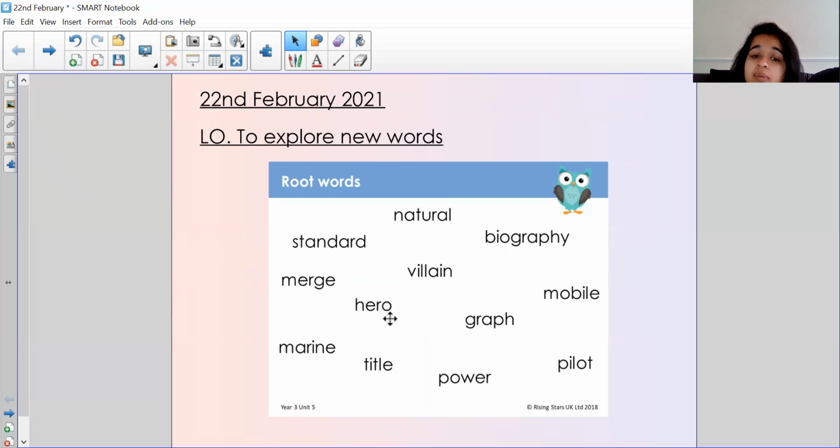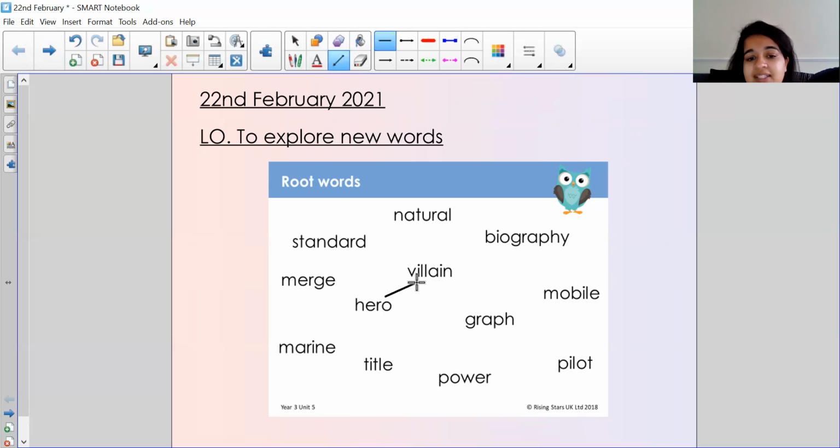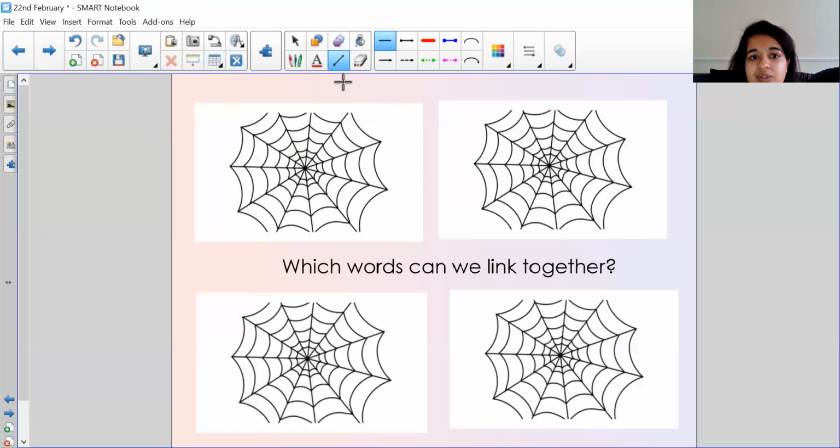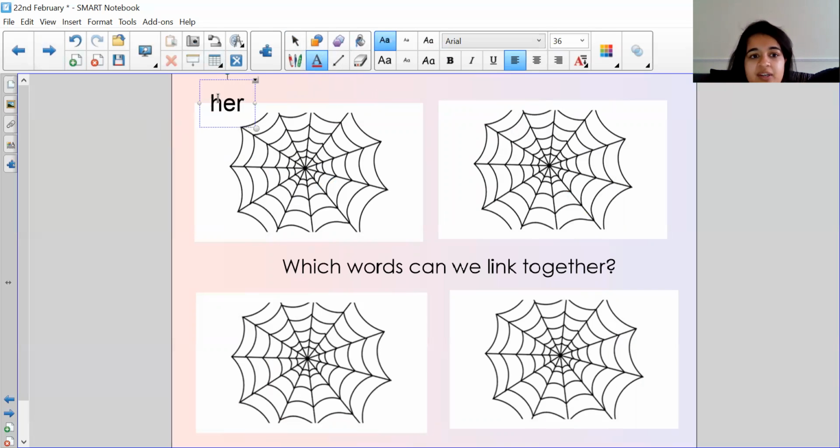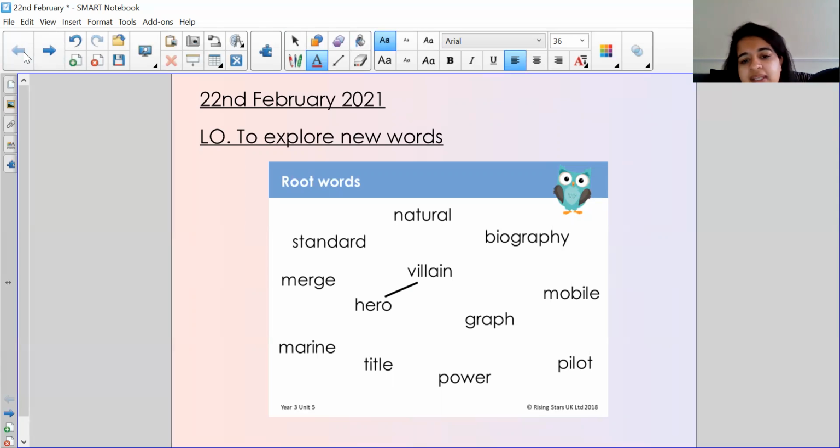For example, you could probably do hero and villain, because, you know, villains are those that do mean things and evil deeds, whereas heroes are the opposite, and they do good things and good deeds. All right, they help people, whereas villains tend to hurt people. So those two words, okay, could easily be linked together, and I would put those two in my word web over here. So hero and villain. Okay. Are there any other words that you could probably link together?